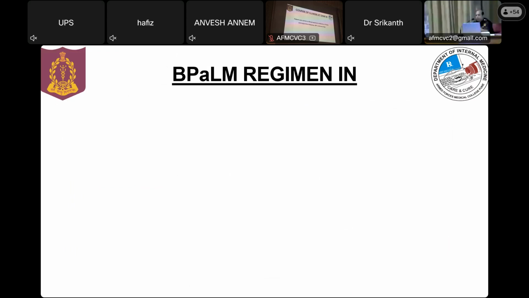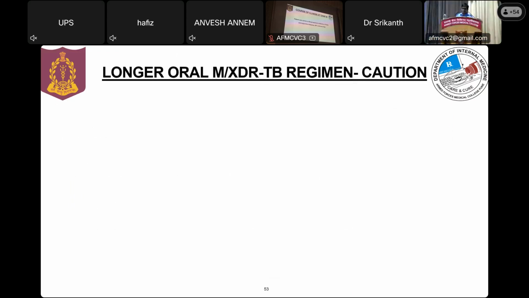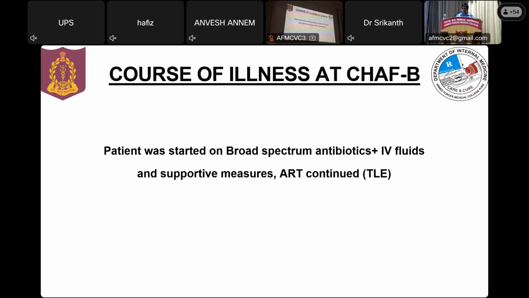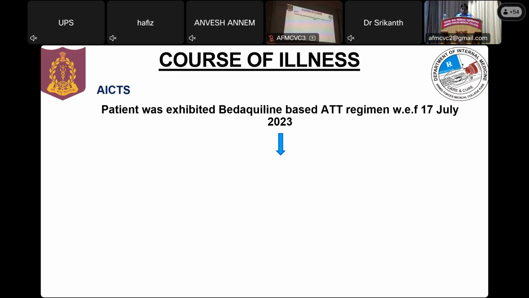Patient was at Command Hospital, Bangalore. He was started on broad spectrum antibiotics and supportive measures. ATT was also initiated and ART was continued till now. And he was transferred to AICTS for further management of MDR tuberculosis.